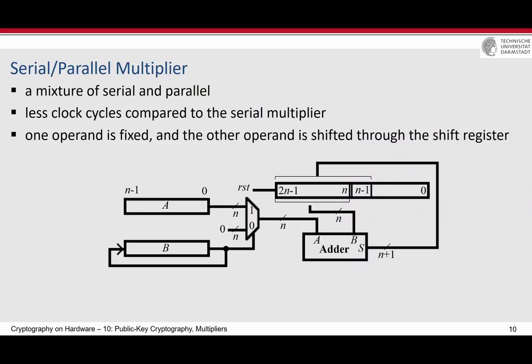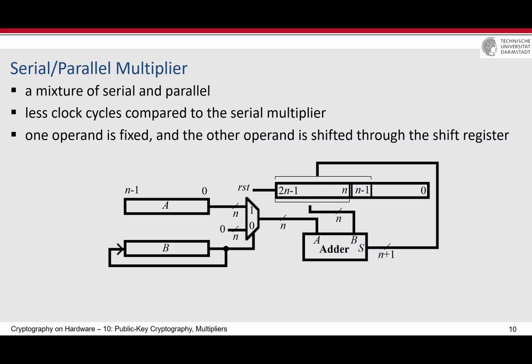Instead of this serial multiplier, which is very slow, but might be the smallest implementation, although it has some registers. You should not forget that it needs one n-bit register for one input and another n-bit register for the other input, and two n-bit registers for the output, and registers are not cheap.